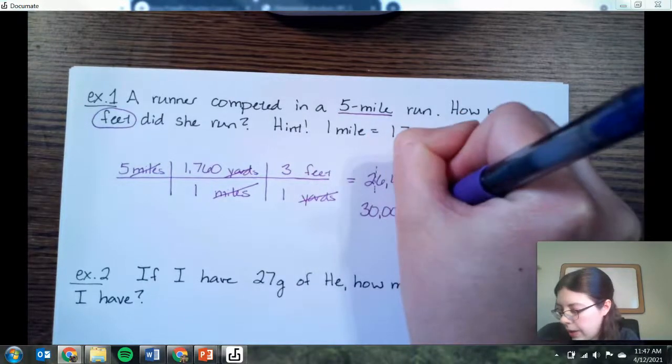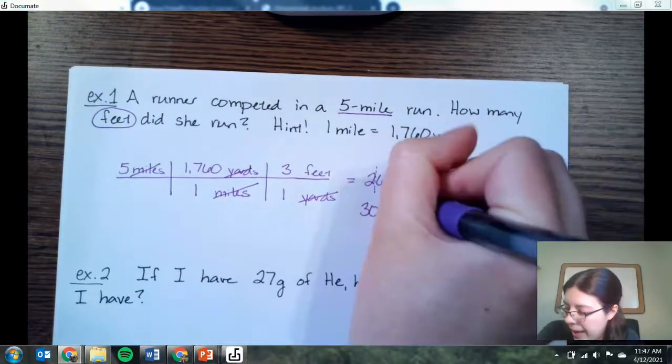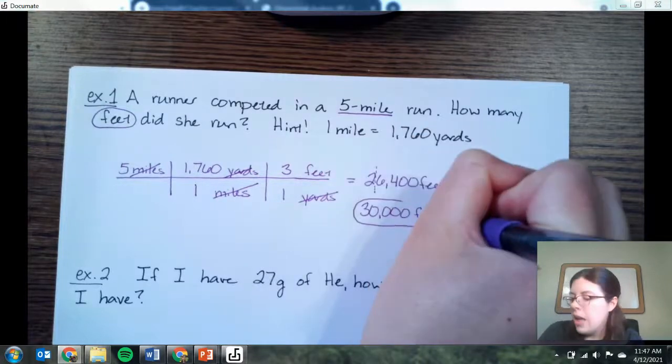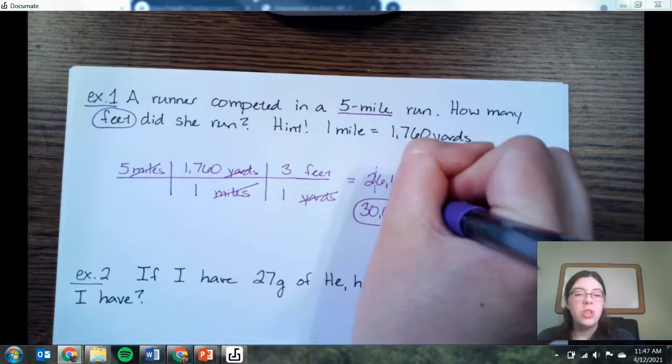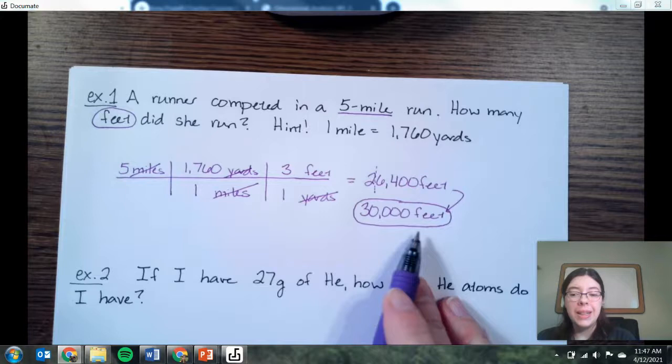Okay, so that is what I would actually report as my answer. This has the correct number of sig figs, which is the one. Trailing zeros never count unless there's a decimal point, which I didn't write in this case, so there's only one sig fig in that number.